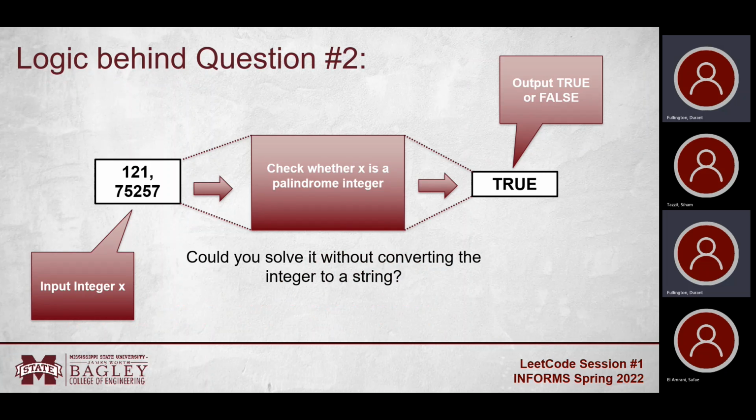Let me give you the logic behind this question. You are given an integer value, and you should write a code or an algorithm to check whether your integer is a palindrome integer. If it is, you should return true. Otherwise, you should return false. And the question says, could you solve it without converting this integer into a string?